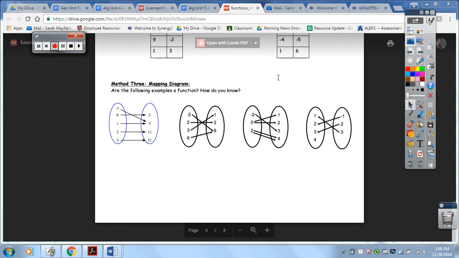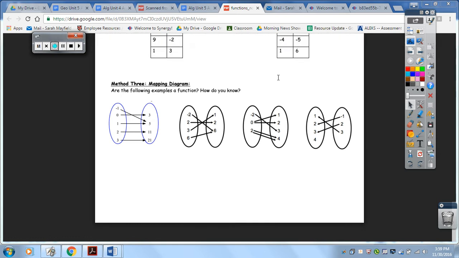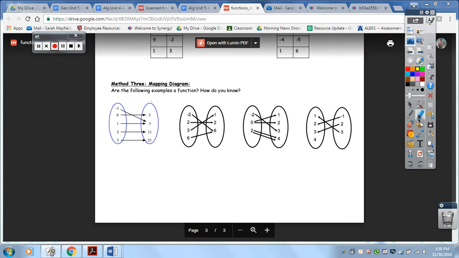Alright guys, the last part of the function notes is when we have to use what's called the mapping diagram. So if you go ahead and highlight this, okay. Remember we talked about the mapping diagram at the beginning of the notes? Remember that I said the arrow starts with X, and when you point into the arrow, that's Y. So this is X and this is Y.